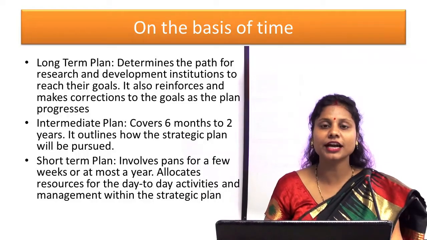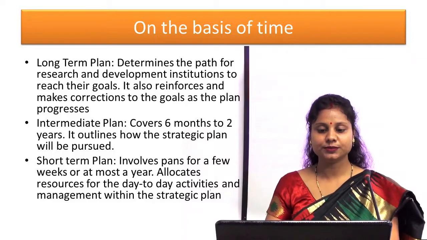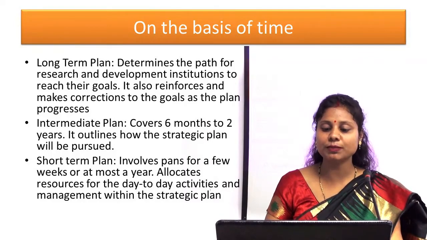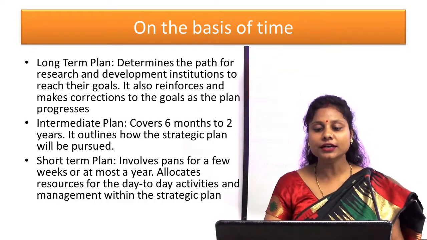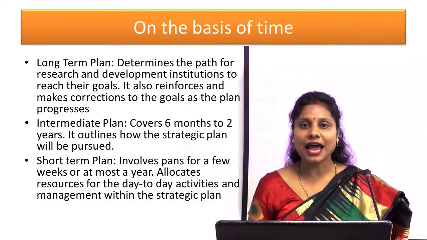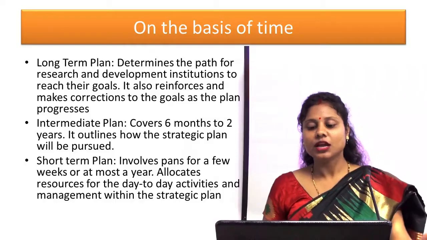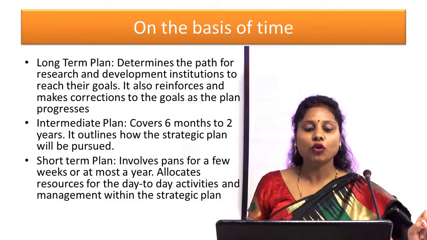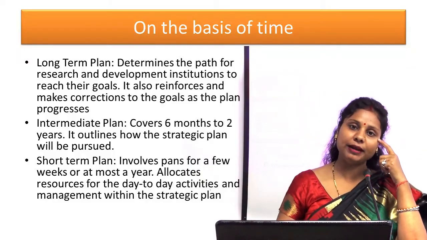The next is the intermediate plan. It covers 6 months to 2 years. It outlines the strategic plan that will be pursued. And the third is the short-term plan, which involves plans for weeks or at most for a year. It allocates resources for day-to-day activities and management within the strategic plan.